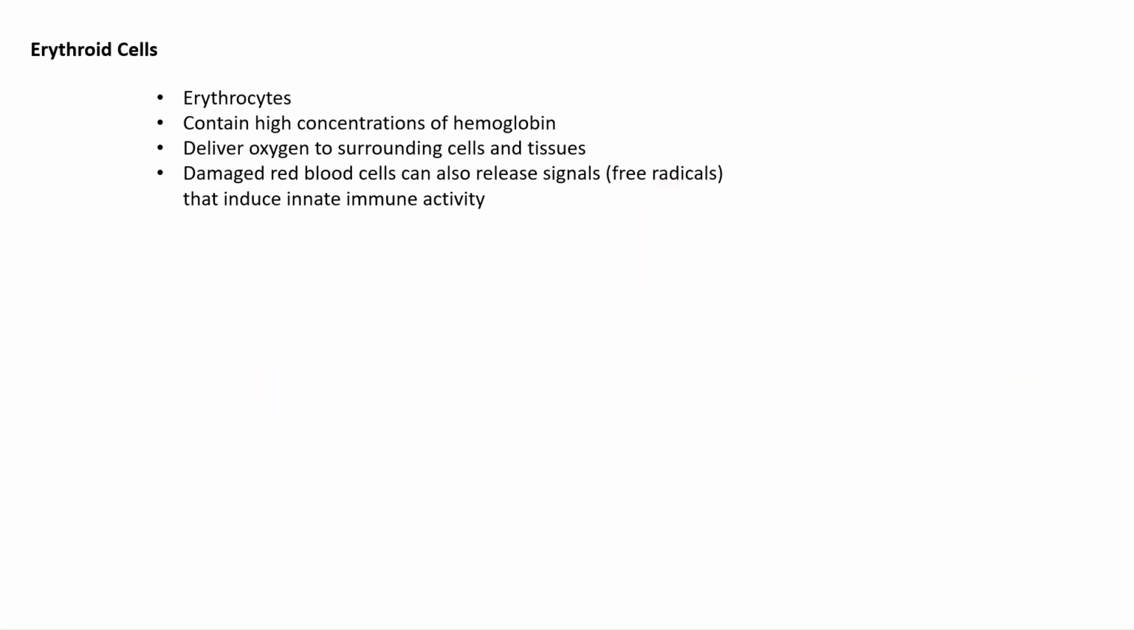So the next is erythroid cells. They form erythrocytes, which contain a high concentration of hemoglobin and deliver oxygen to surrounding cells and tissue. Even damaged red blood cells release signals in the form of free radicals that induce innate immune activity.